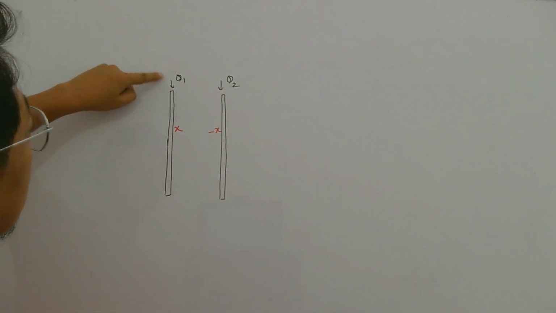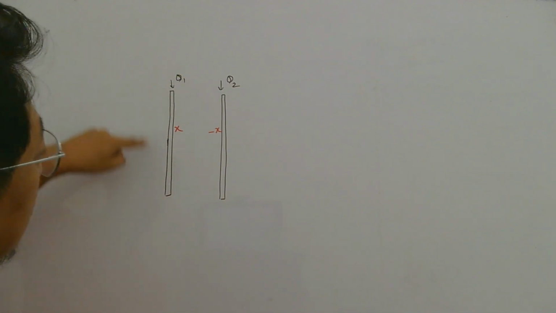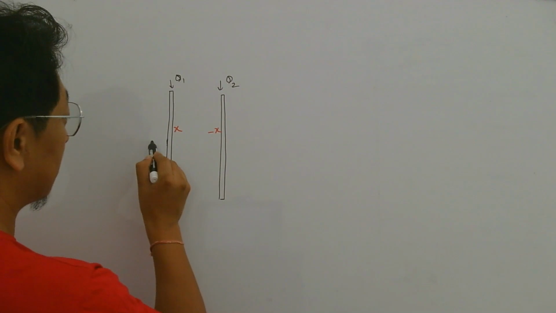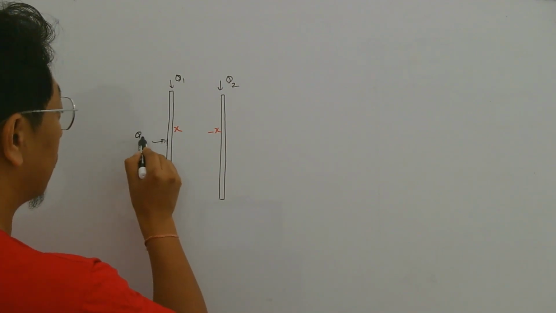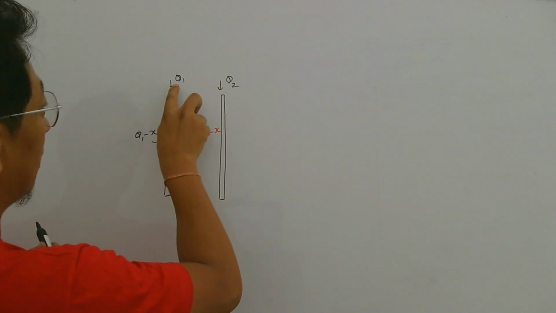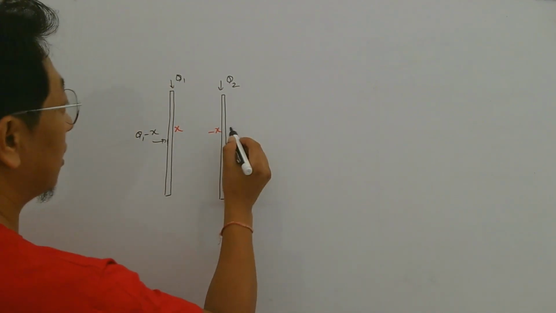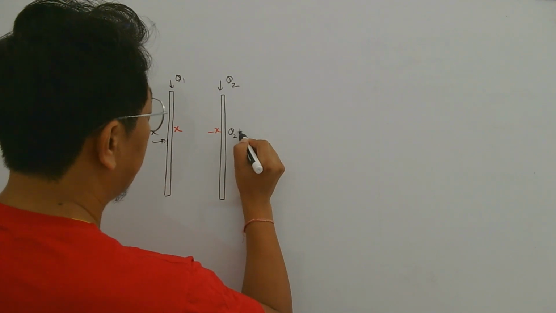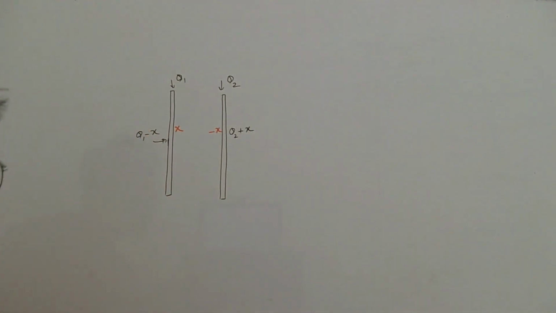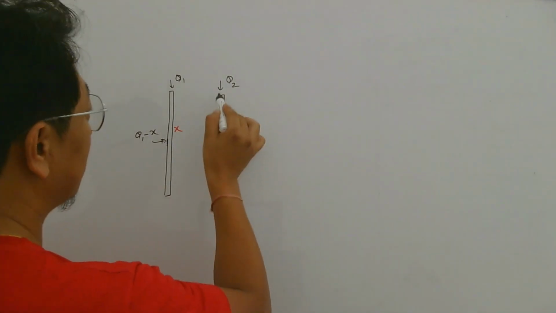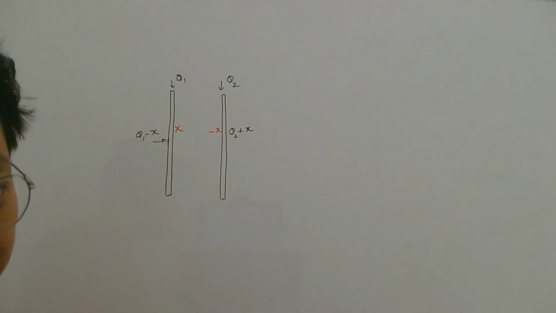So since initial charge is q1, final charge on the plate also should be q1. So if this side is x, this side should be q1 minus x, so that when you add these two, you will get initial charge. Similarly, this one should be how much? q2 plus x. Okay, then when you add these two, you will get the initial charge given to the second plate.